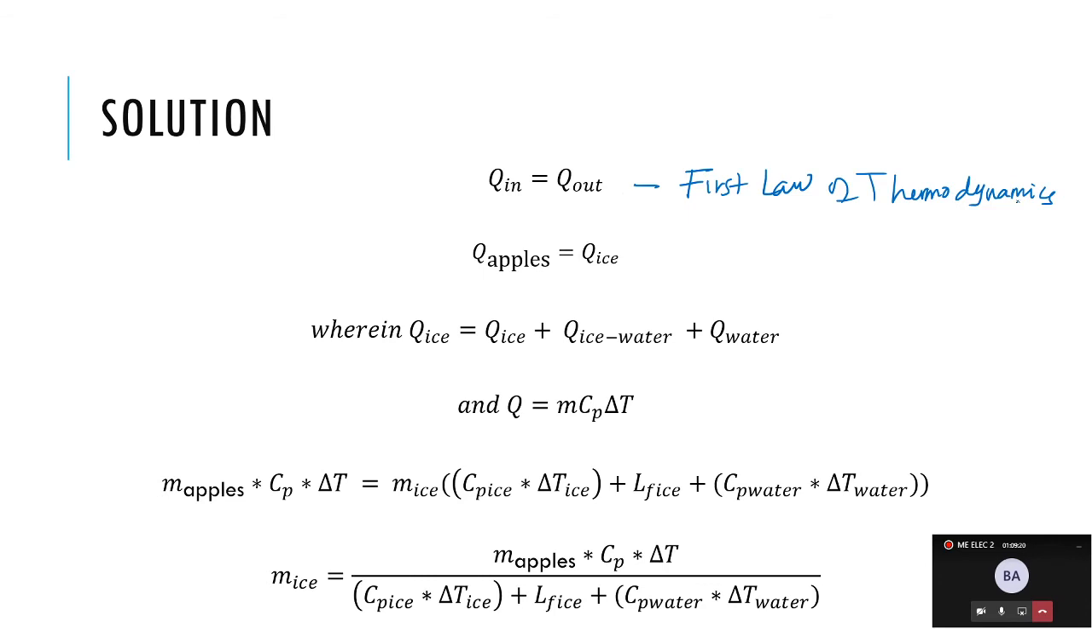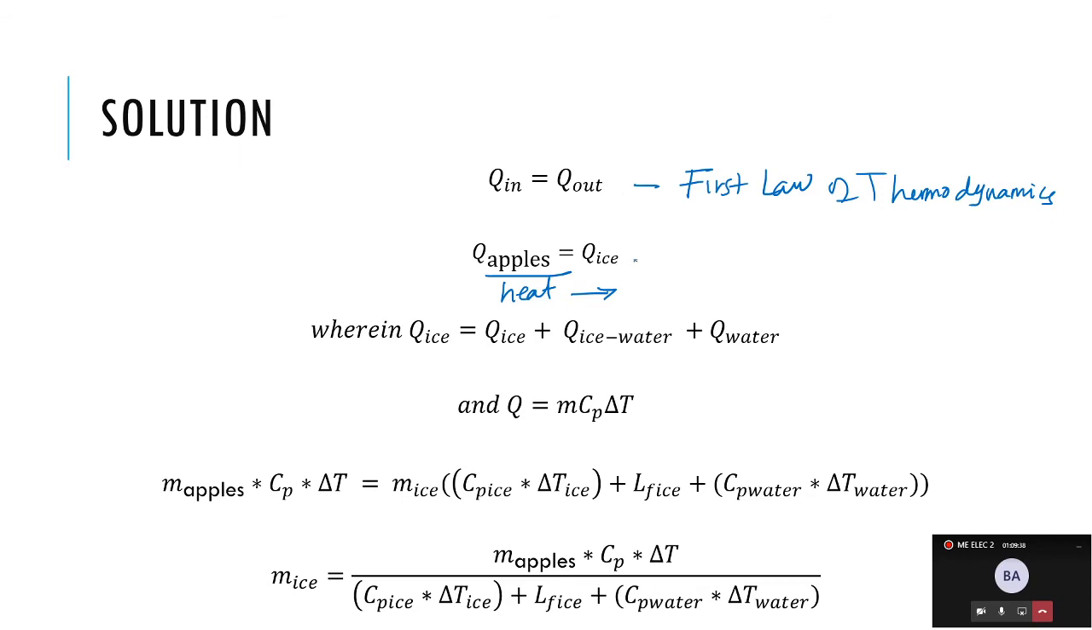So the first law of thermodynamics states that energy only transfers from one form to the other. Heat is an energy, Q is heat. The heat of the apple will transfer to the ice, right?